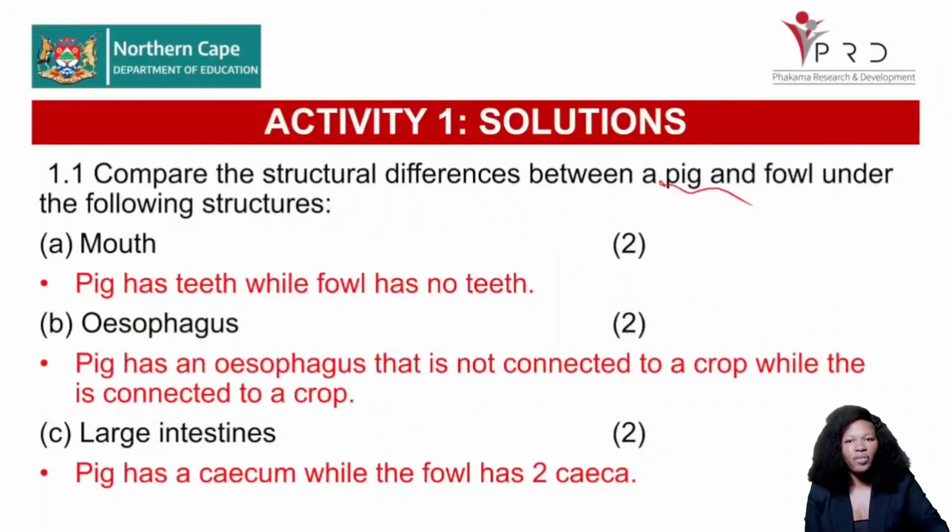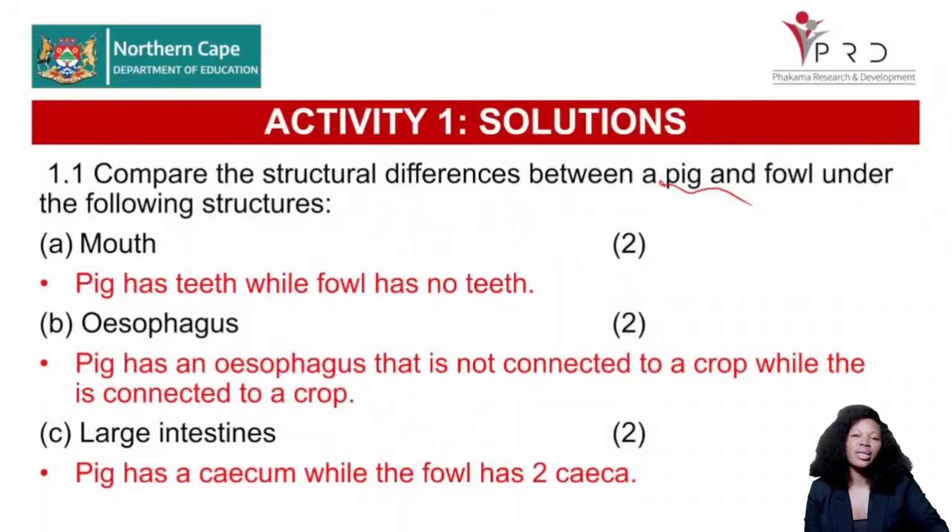When it comes to the esophagus, a pig has just a normal esophagus that is not connected to a crop, while a fowl has an esophagus that is connected to a crop. I just hope that you got that one correct.